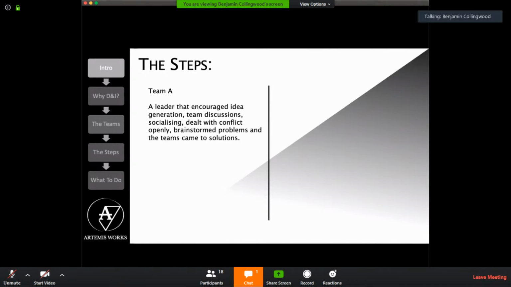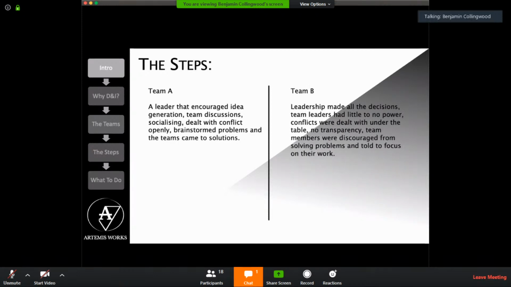It was around leadership, what I found and what was noted by the various different businesses and members of the teams. So team A had a leader that encouraged idea generation, team discussions, socializing, dealt with conflict openly, brainstormed problems and came to solutions. So that was team A, our homogenous team, the team that was non-diverse. Team B, on the other hand, leadership made all the decisions and solved all the problems.